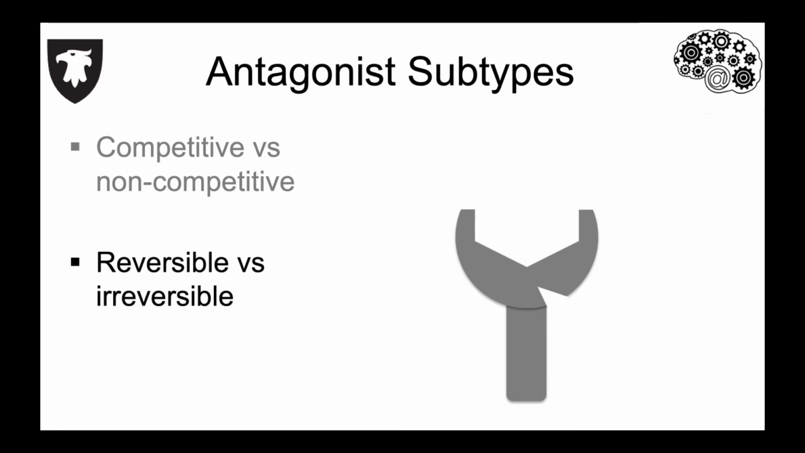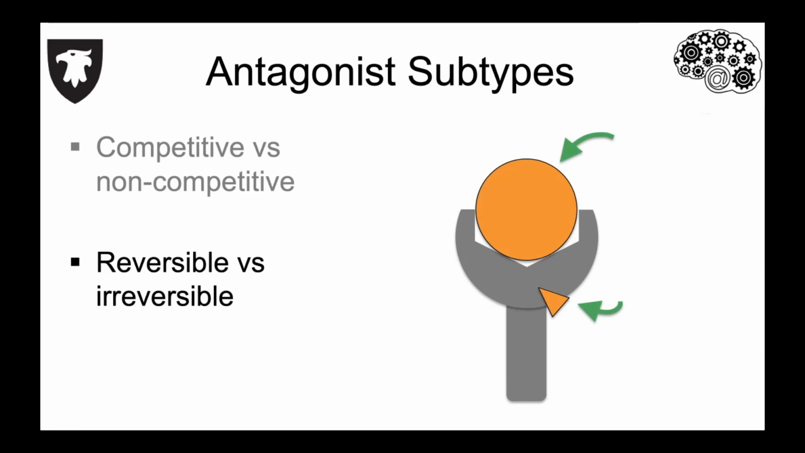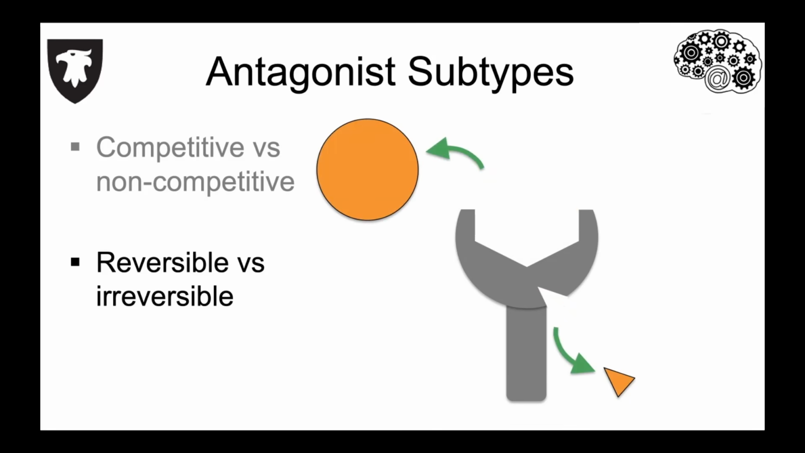Antagonists can also be reversible or irreversible. This refers to how permanently the antagonist binds to the receptor. Most antagonists are reversible, meaning that the antagonist only temporarily binds to the receptor. This is true whether the antagonist is competitive or non-competitive. Competitive antagonists, like the orange circle, and non-competitive antagonists, like the orange triangle, both affect a receptor by binding to it. Reversible antagonists will dissociate from the receptor shortly after binding, leaving the receptor free to bind to another compound.